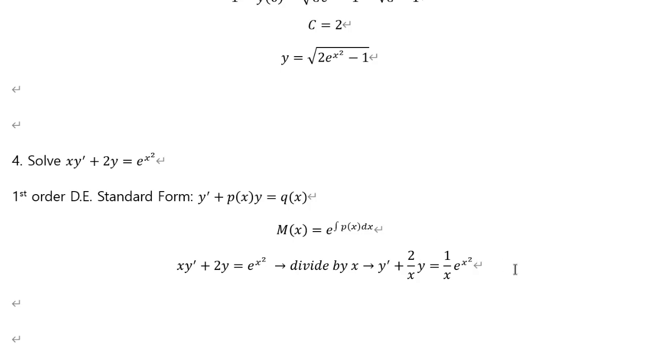Okay. And once you have that, we can now identify that 2 over x is p. So we can use this formula with p(x) now 2 over x. Now 2 over x integrates, 1 over x integrates to ln, so this would be e to the 2 times ln of x.